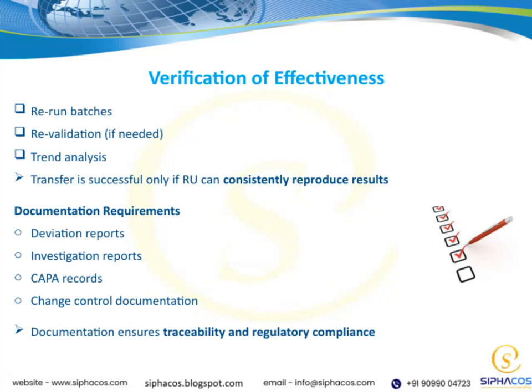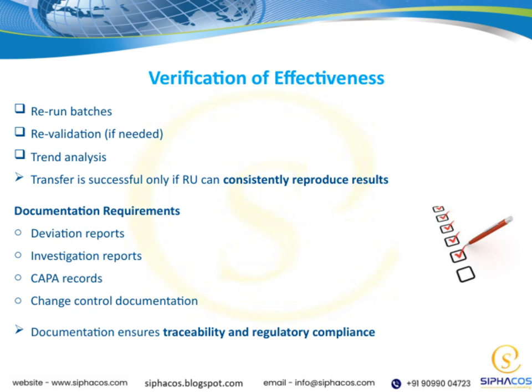Let's now discuss how we verify the effectiveness of the transfer process. First, we rerun batches to confirm that the results are consistent. If necessary, we perform revalidation to ensure ongoing reliability. Trend analysis is also crucial. It helps us identify any patterns or deviations over time. Remember, transfer is considered successful only if the regulatory unit can consistently reproduce the results, demonstrating robustness and reliability.